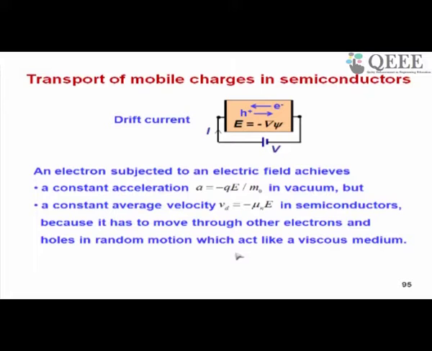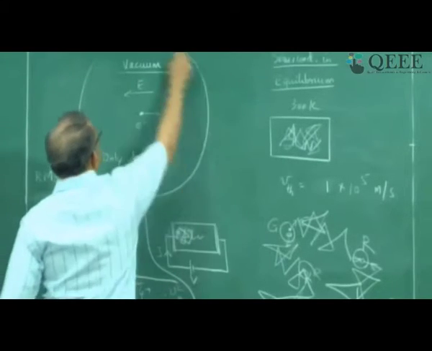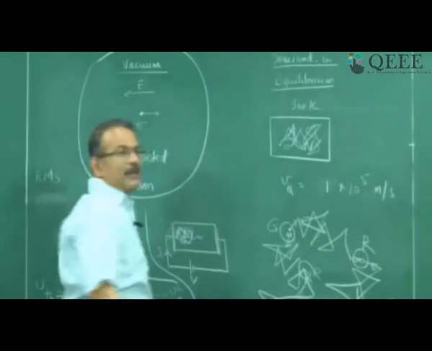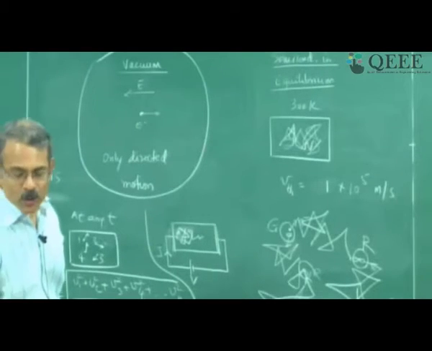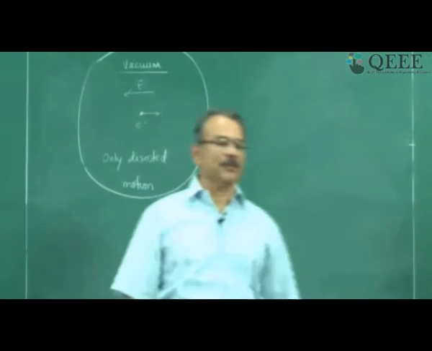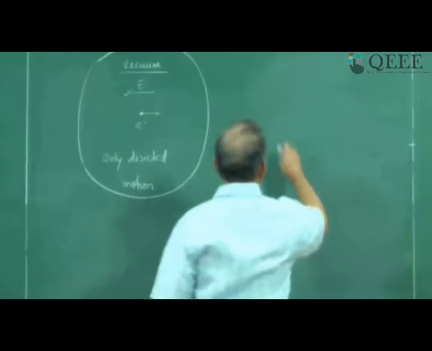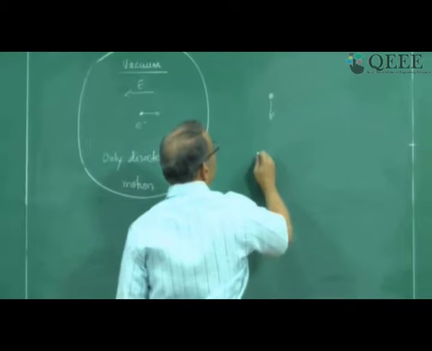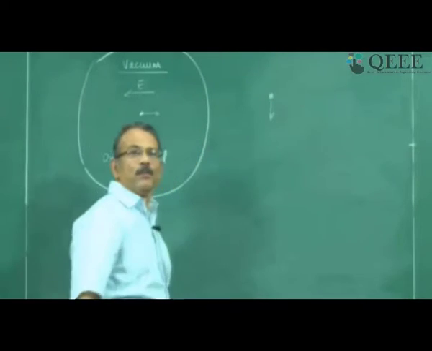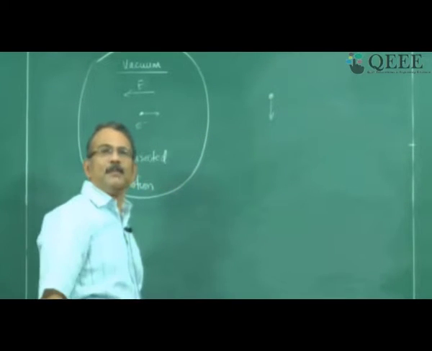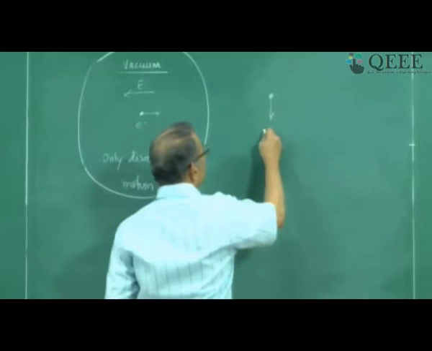This is the difference between motion in vacuum, that is this, and motion in semiconductor. In a semiconductor you have directed motion superimposed over random motion. So here again you can explain this with an analogy. Suppose I have a ball falling because of gravity, let us say in vacuum, then what will happen? This ball will accelerate with time, because of gravity. What is the acceleration? g.